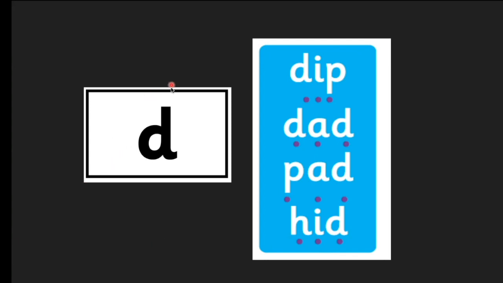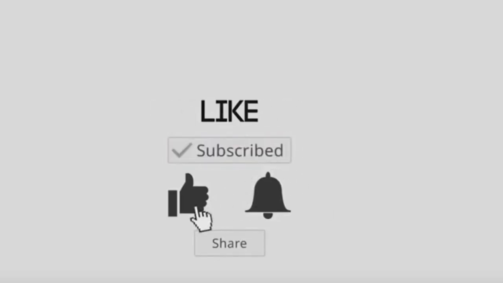Now, next one. We have here the group of words that have the d sound. Let's try reading the first word. D. Deep. Deep. Deep. Next word. D, a, d. Dad, dad. Next one, pad, pad, pad. And the last one, ed.